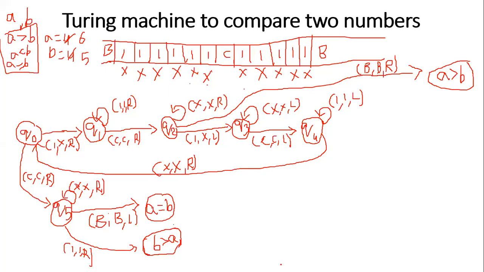So this is the Turing machine to compare two numbers, to check whether the first number is greater than the second number, or the second number is greater than the first number, or both are the same. Just make note of this. I'll write the steps here.